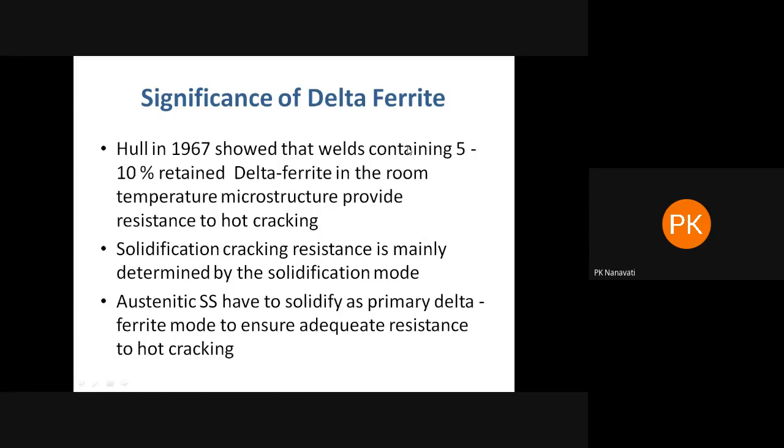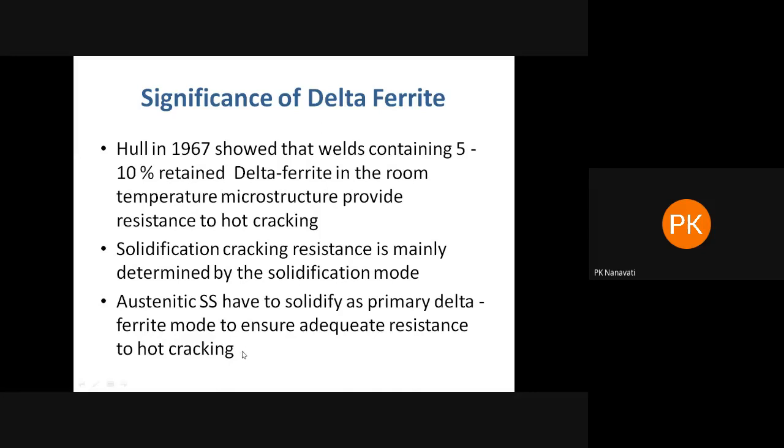Now, how do we make sure that our austenitic stainless steel weld metal will not crack? It's about the significance of delta ferrite, because it was Hull who reported sometime in 1967 that if your weld contains around 5 to 10 percent of delta ferrite in the room temperature microstructure, you have resistance to hot cracking. It means you ensure that your weld metal will not have either solidification cracking or liquation cracking.